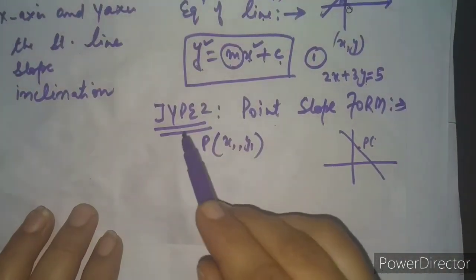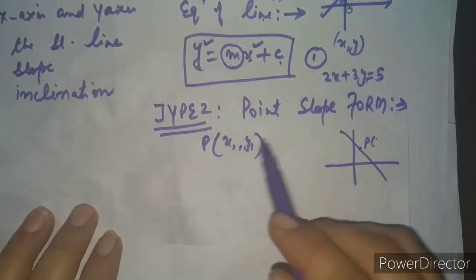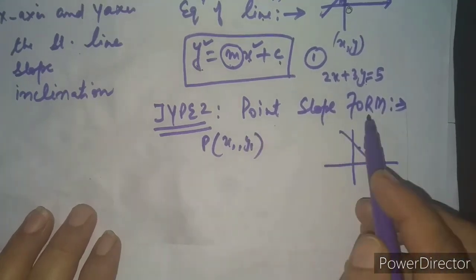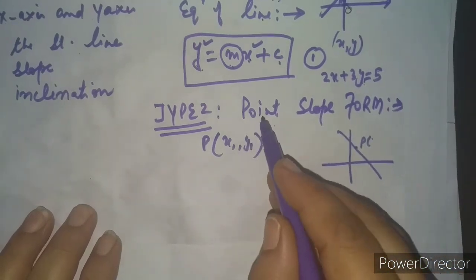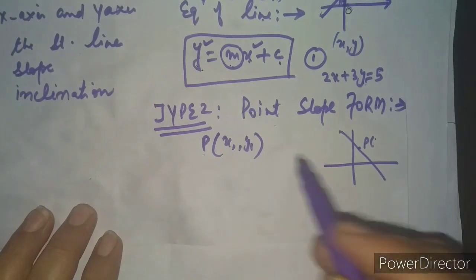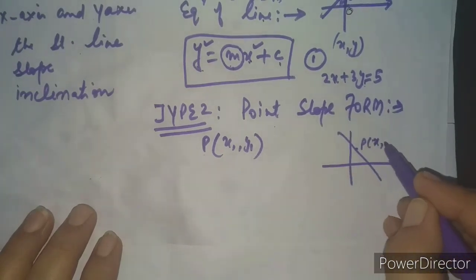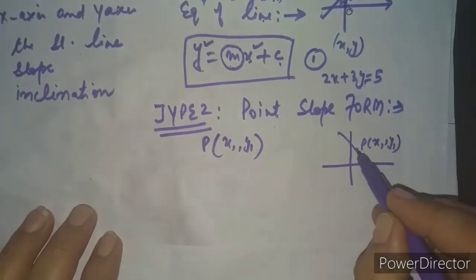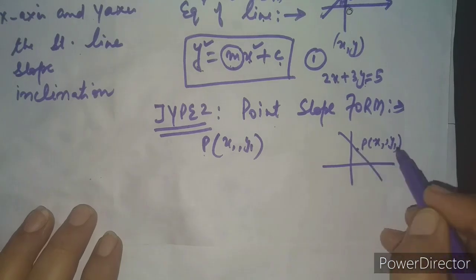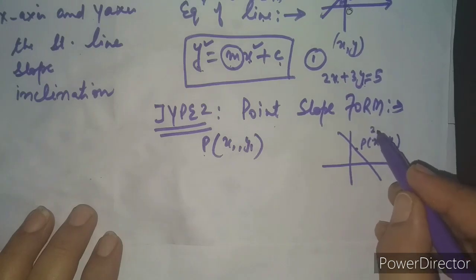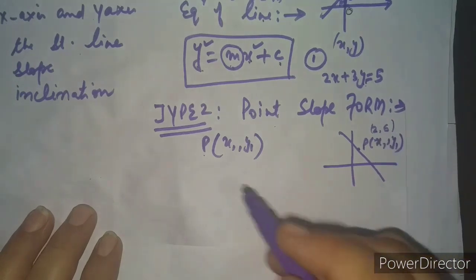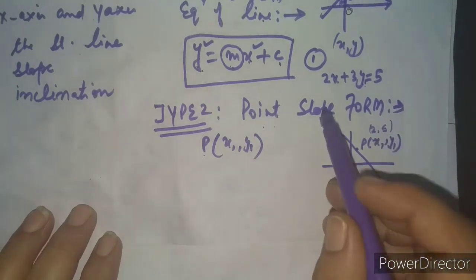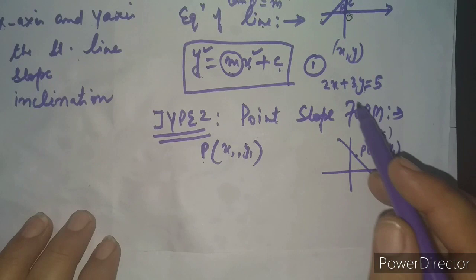Now I talk about type number 2 of the equation of a line. This type is known as the point slope form, okay? What will be provided here? Here we will be provided with one point which is lying on the line. This is that point P which is lying on the line. This is a particular point, which means it will not be xy. This is x1, y1. It will be given like (2, 5) lies on the line, any particular point, right? And along with that, exactly like the previous form, we will be given the slope.